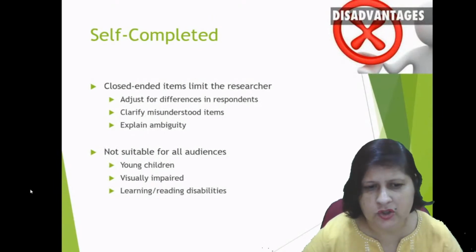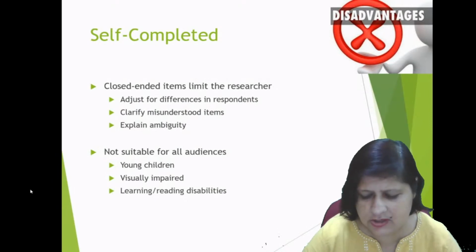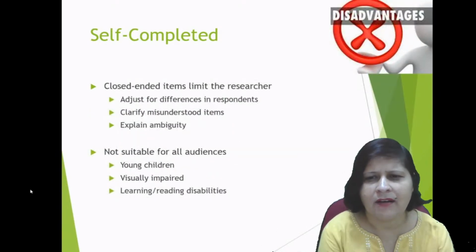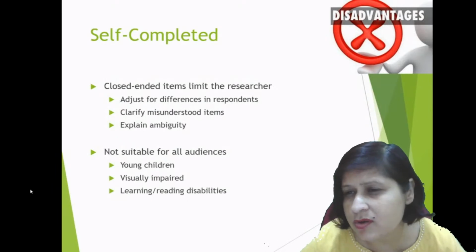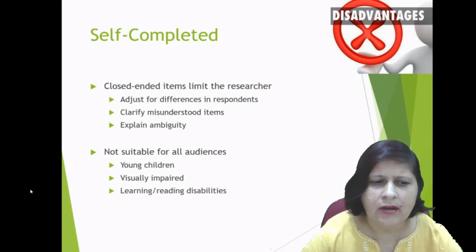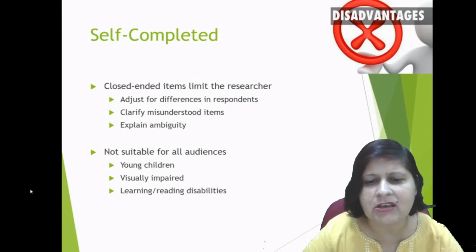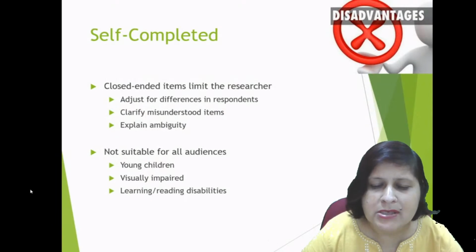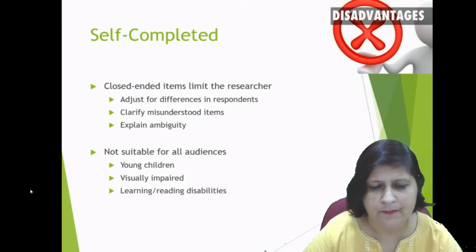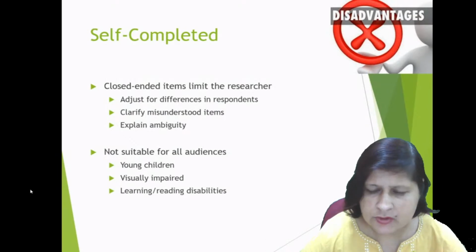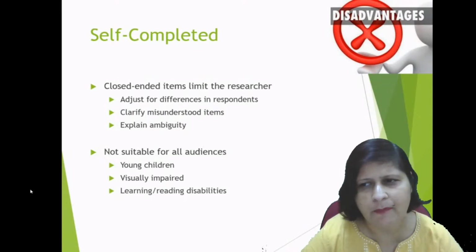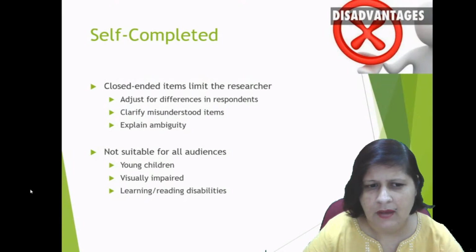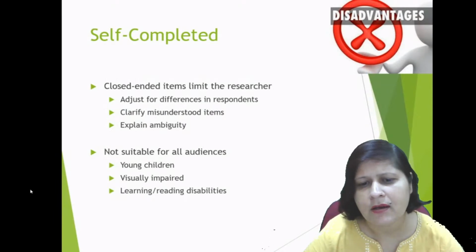Close-ended items limit the research. A disadvantage of self-completed questionnaires is that closed-ended items limit the researcher. If the researcher wants to know more about things, it limits the researcher. You cannot adjust for differences in respondents, clarify misunderstood items, or explain ambiguity. If there is any ambiguity or doubt, the researcher is not there to clarify it.